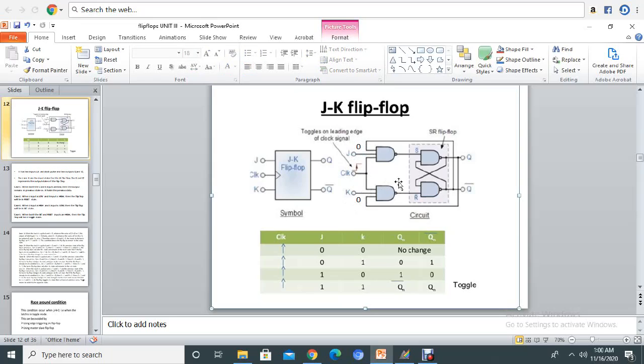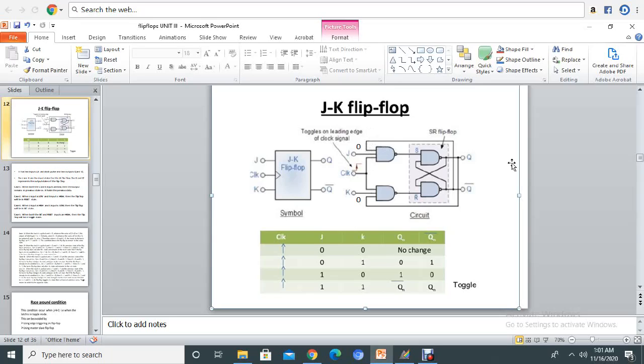Here Q bar is connected to the first input of this NAND gate. Q is connected to the third input of this NAND gate. First you take this NAND gate. Here we have J is equal to 0. Clock is applied, so clock is equal to 1, or clock is high. In the first input we have Q bar.